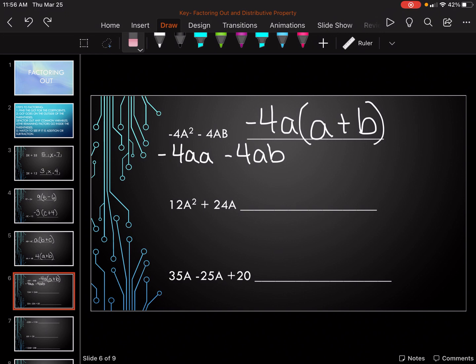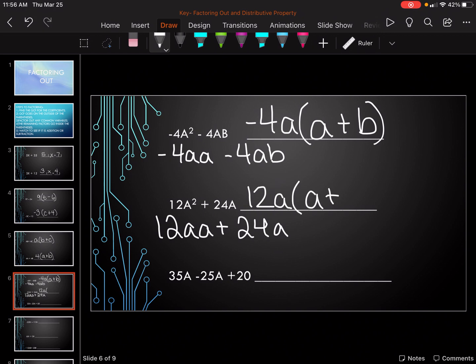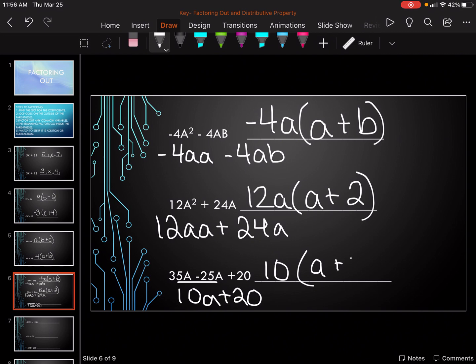Same thing here. Think about this. Is 12AA plus 24A. What can we factor out? We can factor out 12. Ooh, 12A. Then we would have A plus 2 left. 2 times 12 would give me 24. Here we need to combine like terms first and then factor out. So this would be 10A plus 20. What can we factor out? It's 10. We would have A plus 2.